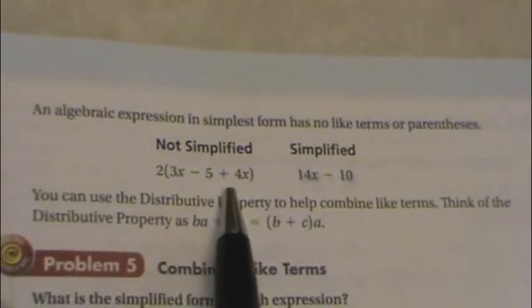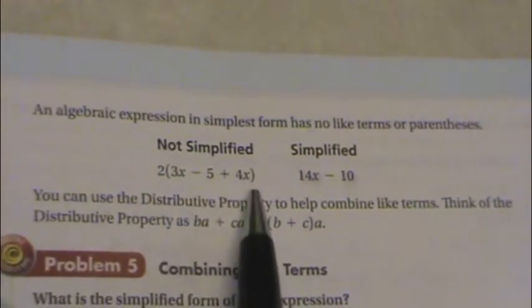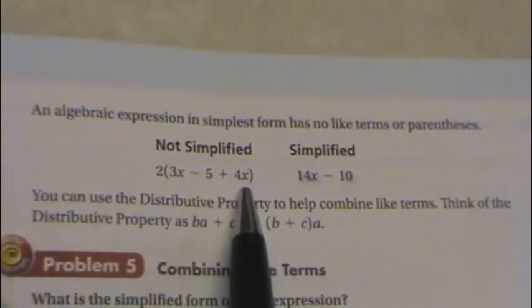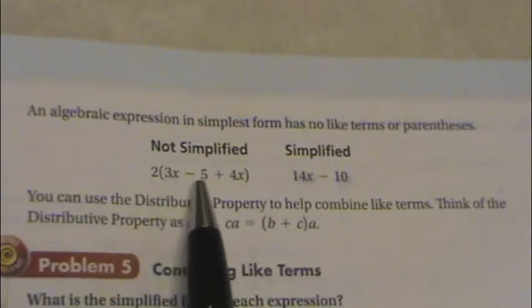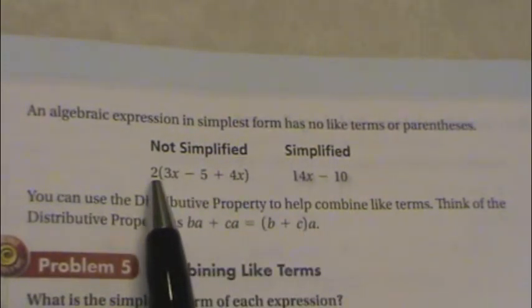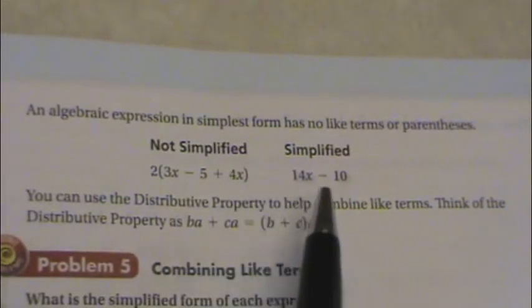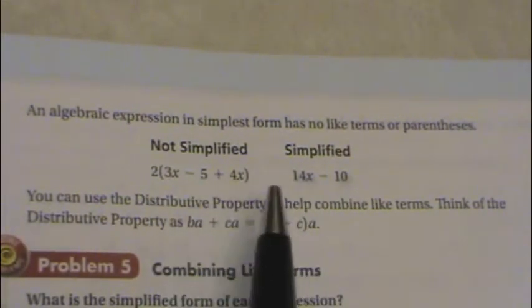So this one is not simplified. Why? Because it still has parentheses and it still has some like terms. This one is simplified. How did they get from here to there? Oh, I think they distributed the 2 and added and subtracted and combined everything.